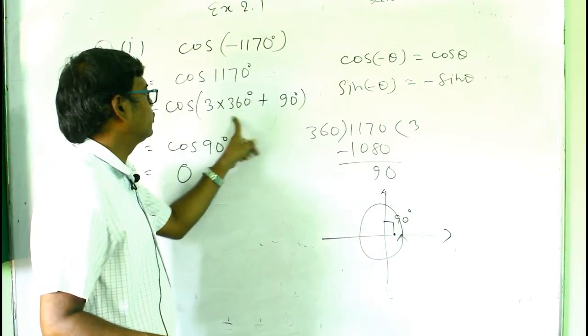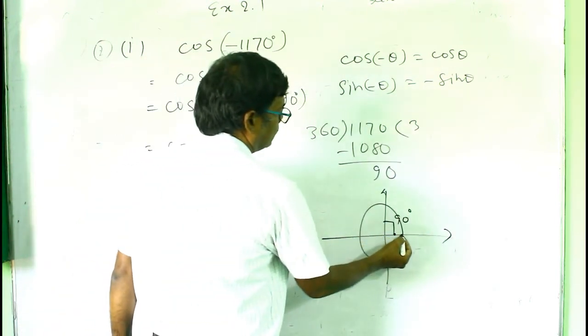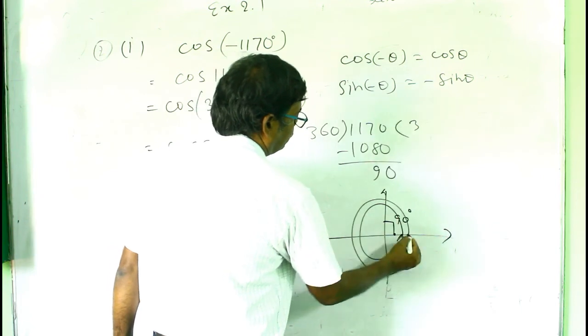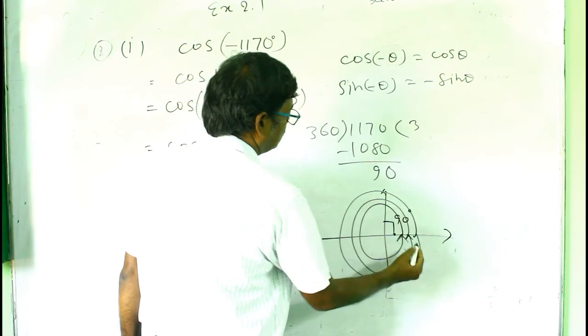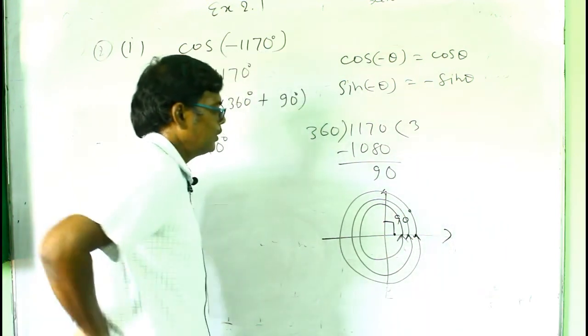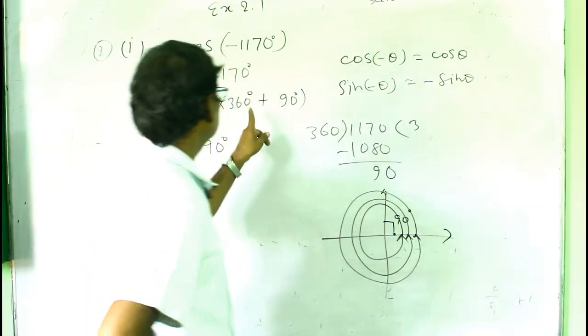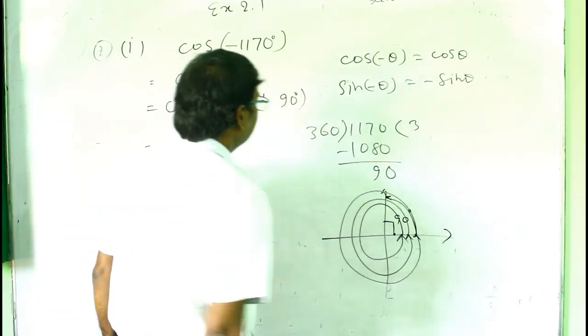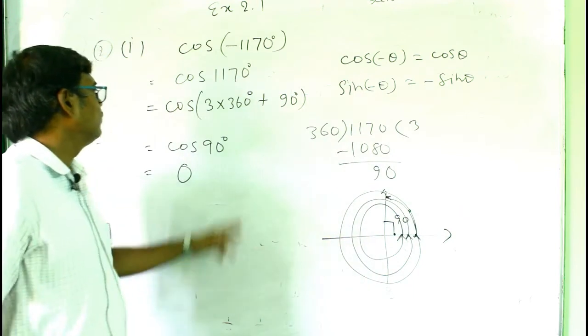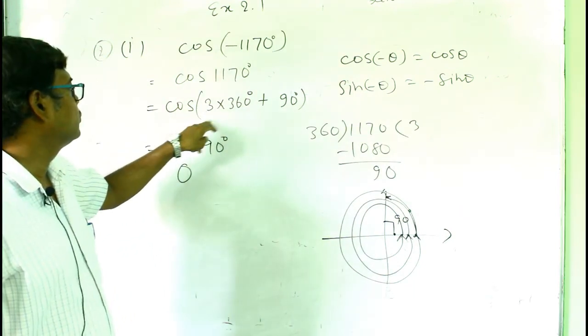How many rounds are there here? 3 rounds, 3 into 360. One round, then the second round, and then the third round. Now we have come to this point, and further there is 90 degrees, so we have this value again, that is 90 degrees. That is why the value of this will always be cos of 3 into 360 plus 90.